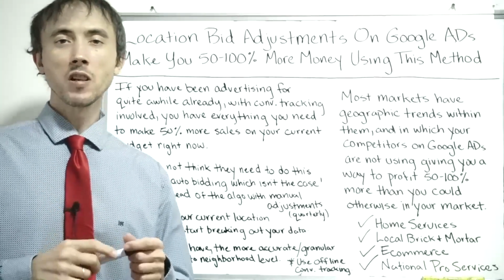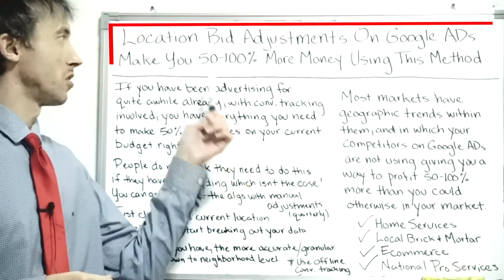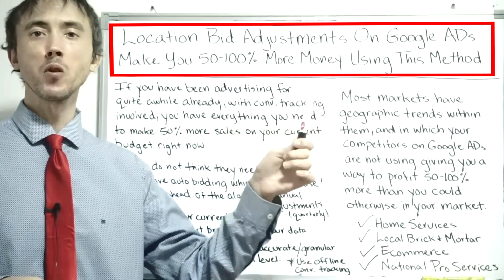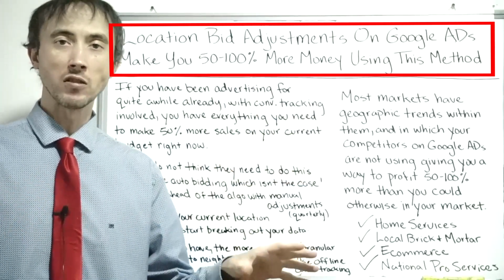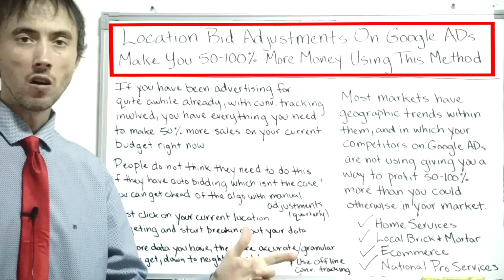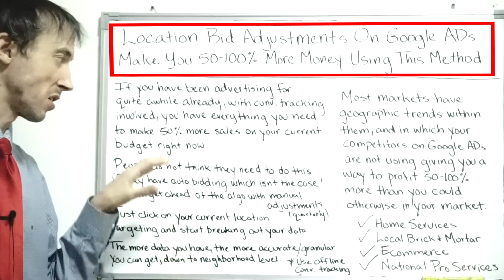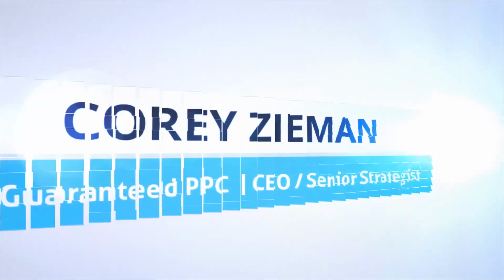Today's video, we're going to talk about location bid adjustments and how you can use them to make 50 to 100% more profit from your Google Ads account as it exists right now today without too much trouble at all. This is a repeatable method that will basically work for any business. I'm going to tell you exactly how to do it.